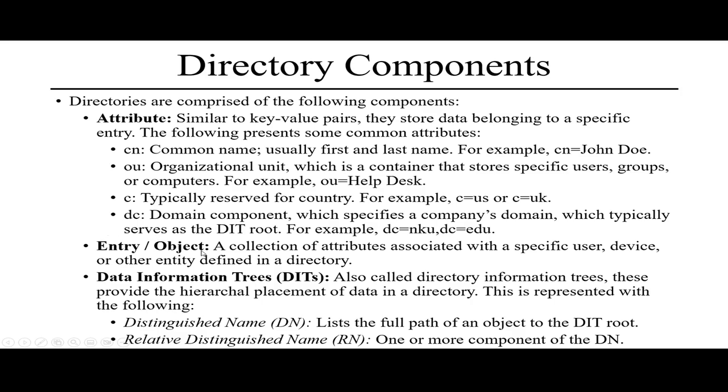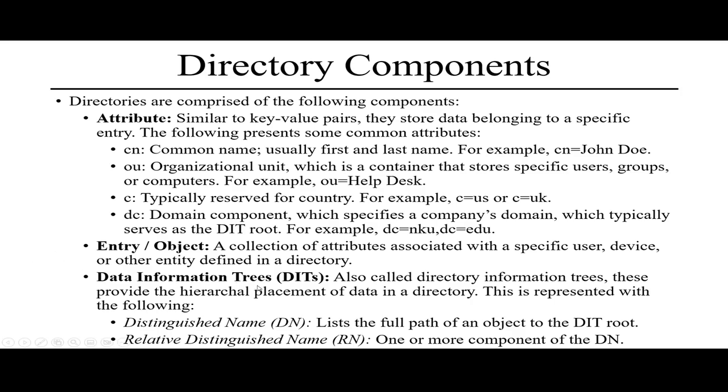Directories also have entries or objects. Either of these two terms refers to a collection of attributes associated with a specific user, device, or other entity defined in a directory. An object would be like a user account. When you look in Active Directory, for example, and open up a user account, you can look up all this information about the user, like his or her name, address, group permissions, and so forth.